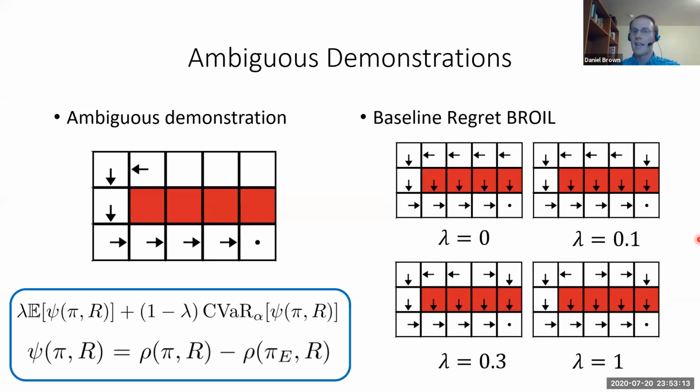Whereas if we look at the baseline regret formulation of BROIL, which is our method, Bayesian robust optimization for imitation learning, we can see that as we change lambda, we're able to get this family of policies. When lambda is 0, we're extremely risk sensitive and we're going to avoid going into red at all costs, even if there is this shortcut here. As we increase lambda, we're more and more likely to take this shortcut because we're balancing our expectation over the posterior with the worst case. And so this gives us this nice family of policies depending on how risk sensitive we want the agent to be.